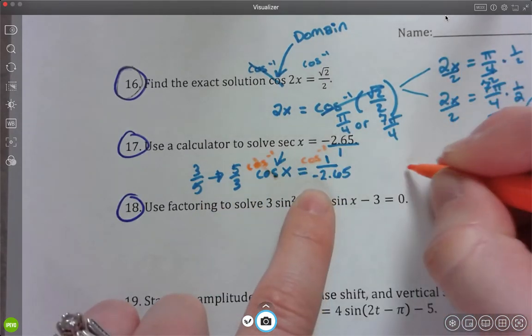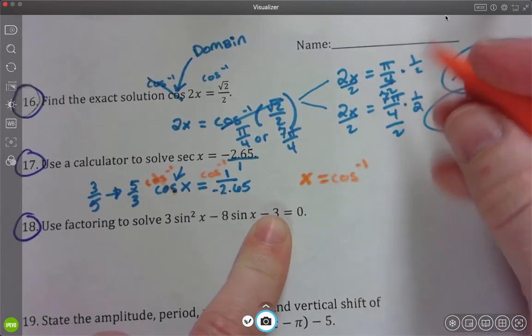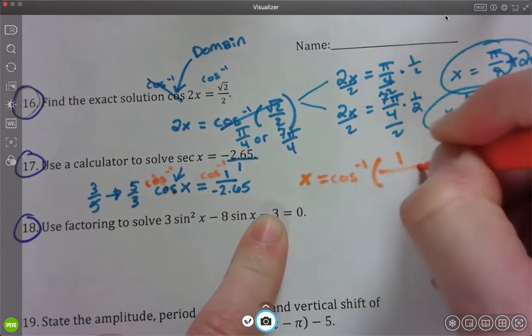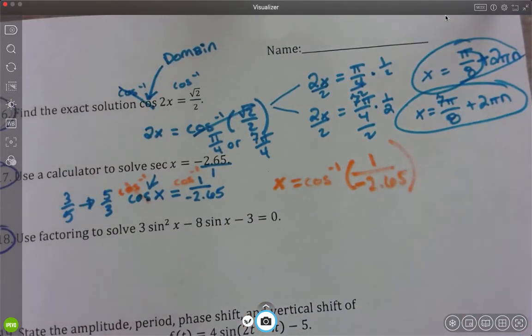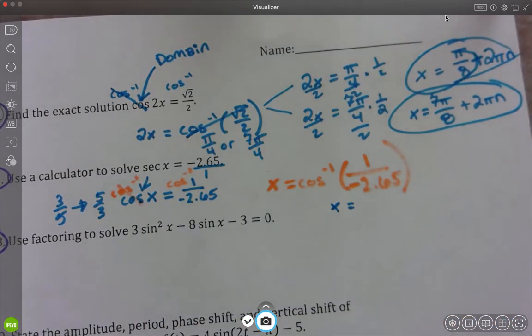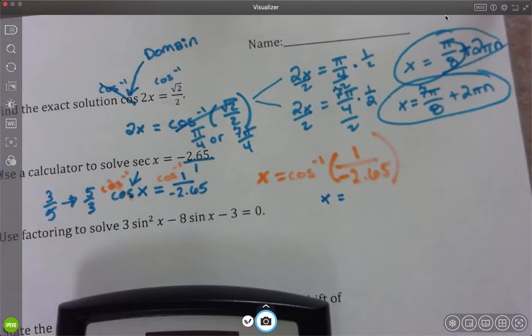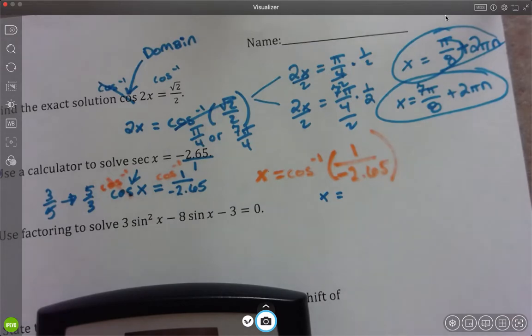So x will be equal to inverse cosine of 1 over negative 2.65, and then I can plug that into my calculator. So that makes it really nice. X is going to be equal to, let's see. Mine is in degrees, but I probably want to be in radians, I'm guessing, because they're going to want the answer in radians. We can give both of them, I guess.